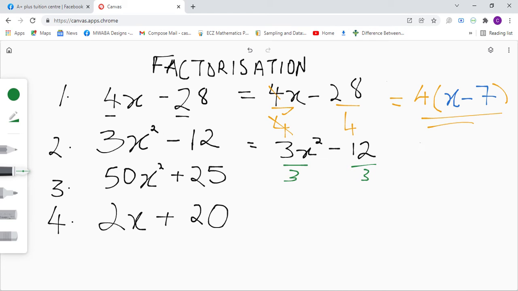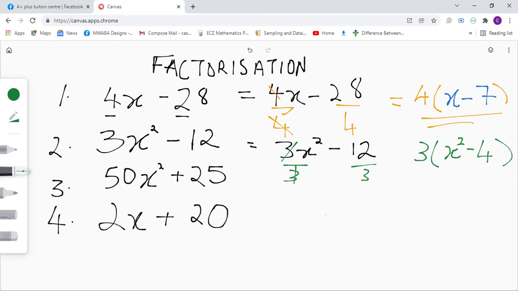The highest common factor is always put outside the brackets. 3x squared divided by 3, that's x squared, minus 12 divided by 3, that's 4. So we have 3 times (x squared minus 4). Now we have perfect squares here: x squared is a perfect square and 4 is also a perfect square. So now we're going to have to factorize by the difference of squares, the difference of perfect squares.